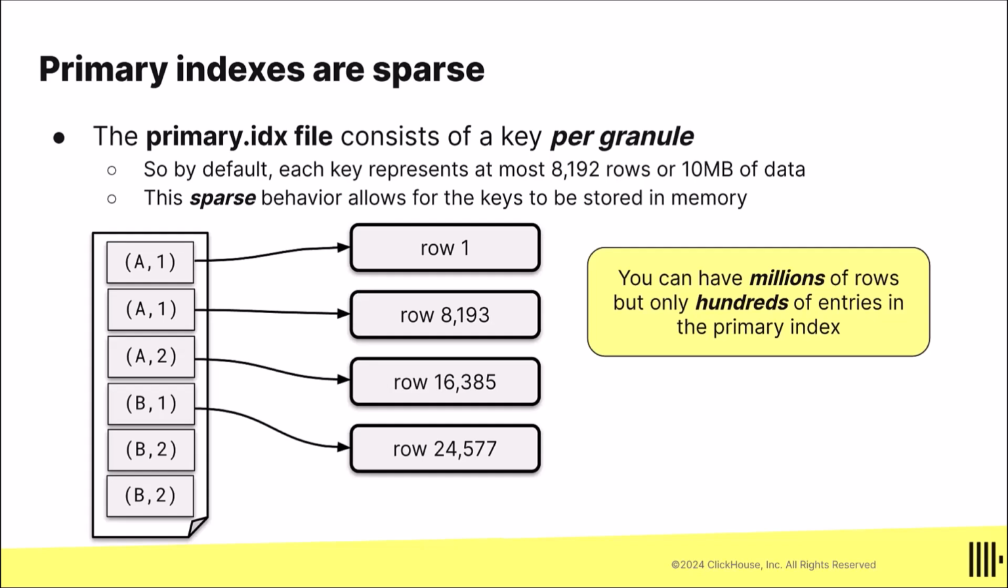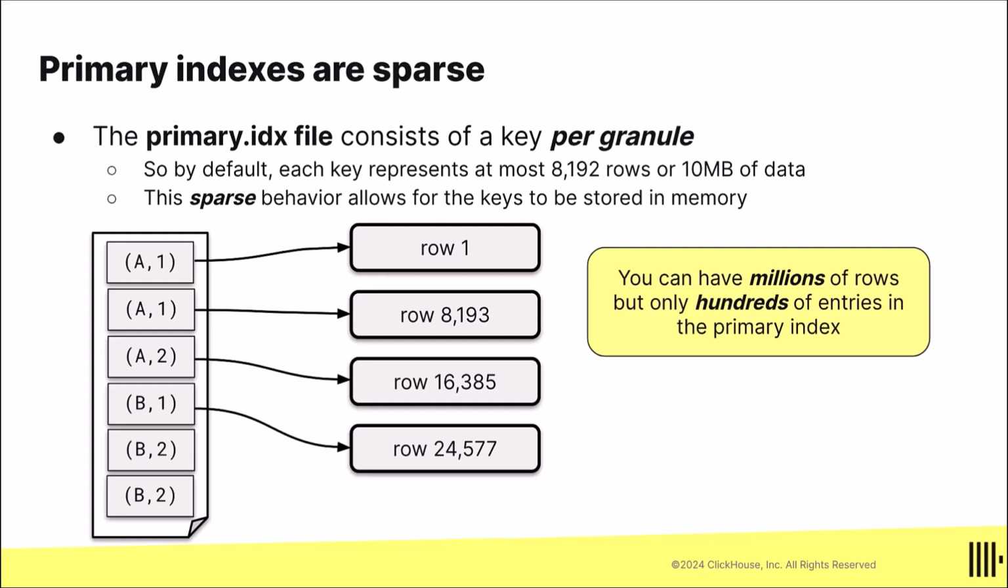So you can have millions and millions of rows, and your primary index will be very sparse. It'll only have hundreds or thousands of entries. It would take billions and billions of rows, and even then, you'll only have tens of thousands of entries in the primary index. So it's quite small. It's small enough to fit in memory. In fact, it lives in memory.